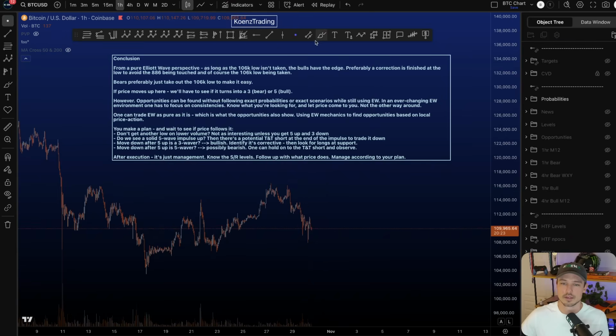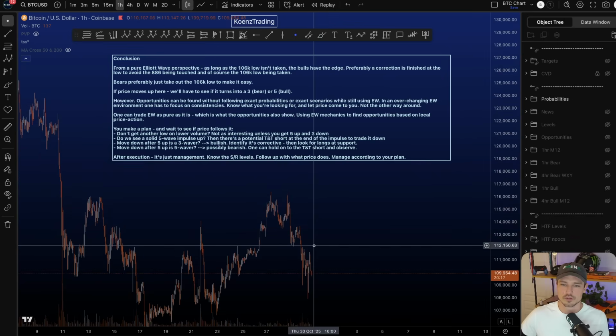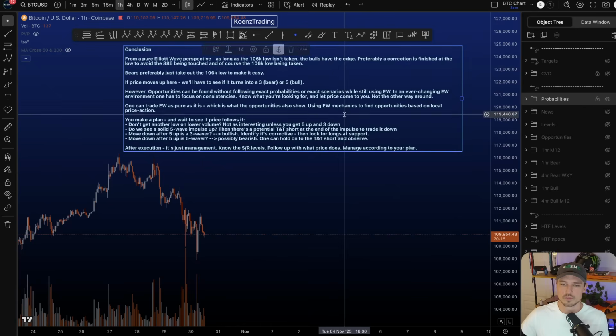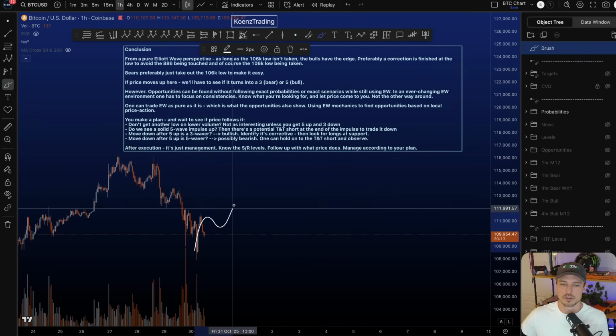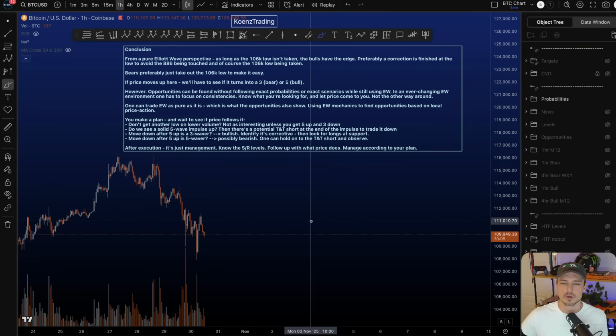And then we'll see. If price moves up over here, where price is now, we'll have to see if it turns into a 3 for the bears or a 5 for the bulls. 1, 2, 3, go down. 1, 2, 3, 4, 5, and then get a retracement and continue. We'll see. Price will show us. We just got to be patient.